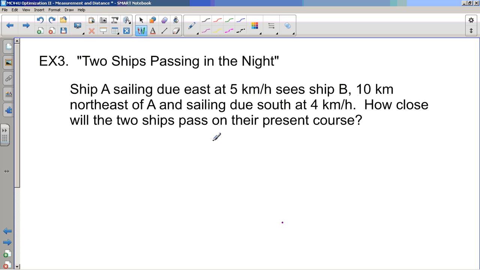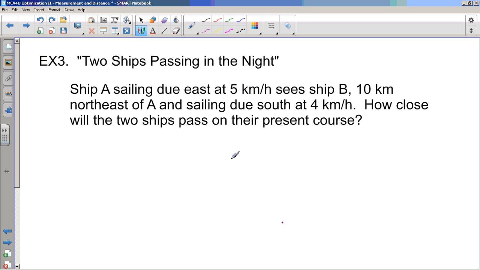Go to example three, which I think are the most challenging examples in this whole unit, this whole chapter. What we'll see is a distance problem: two ships passing in the night. So we've got ship A sailing due east at some speed. How close will the two ships pass on their present course?